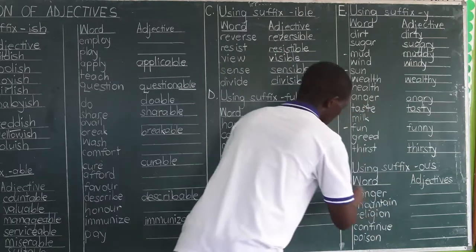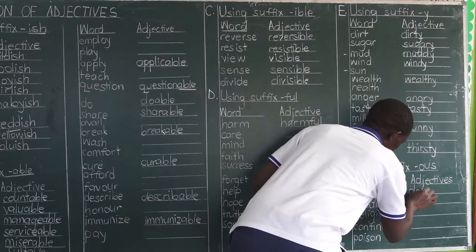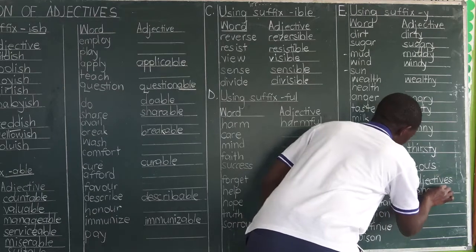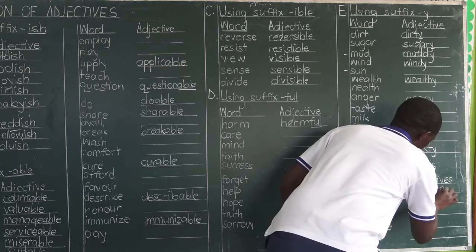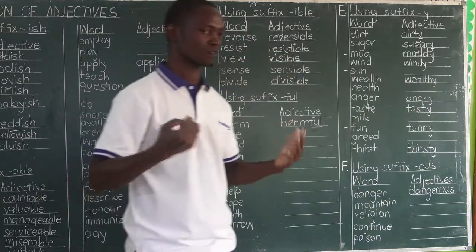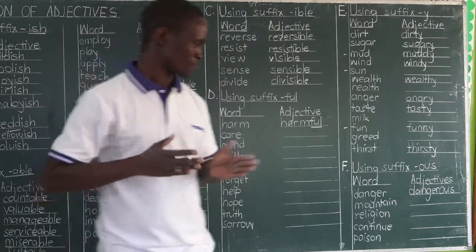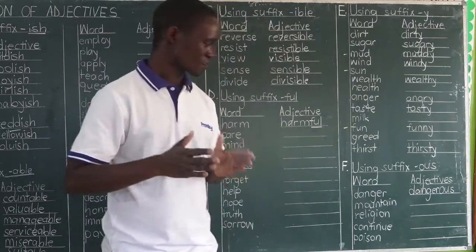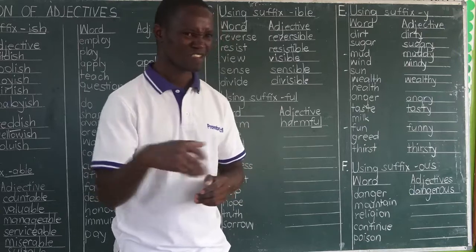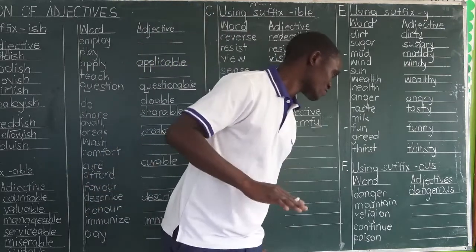The first word we have here is danger. Repeat it like the song says. We have danger plus OUS, forming the adjective dangerous. A dangerous road. If you ever used roads that pass through mountainous areas, you've seen what we call dangerous roads.